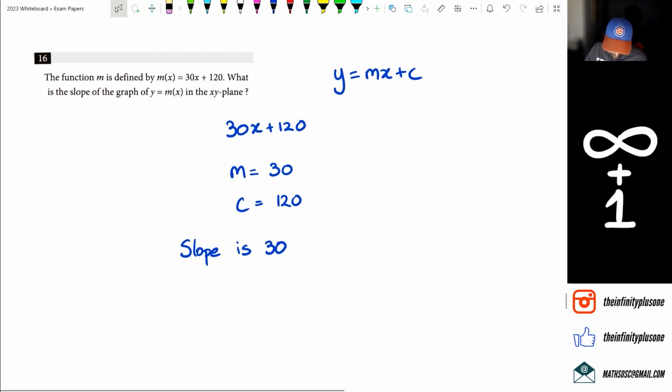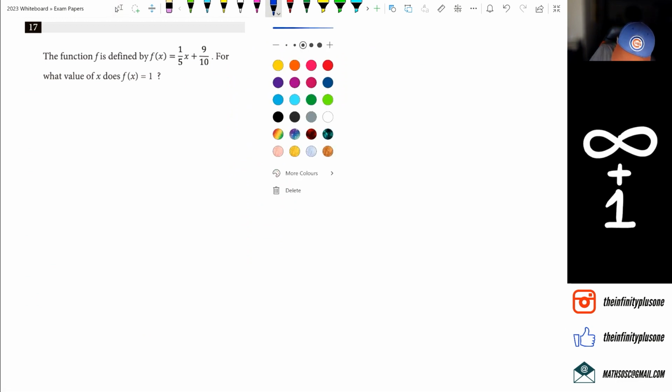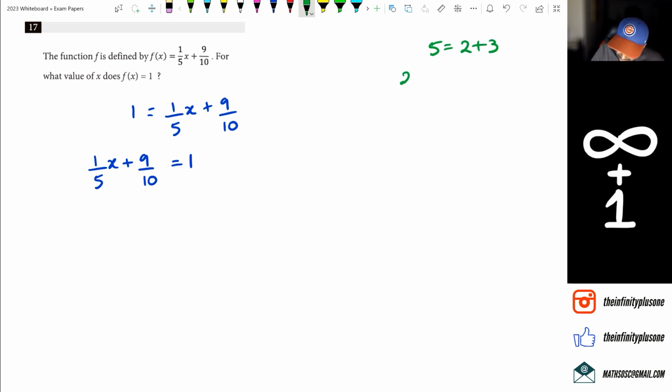Right, question 17. What we are asked to find is when f of x equals 1. So we can say that 1 is equal to 1/5 x plus 9 over 10. Just to make things a bit easier, I'm going to flip it over straight away. You might be wondering how I did that. Remember, if I have 5 equals 2 plus 3, it's the same thing as saying 2 plus 3 equals 5. If two things equal each other, you can flip it around. Beauty of maths.